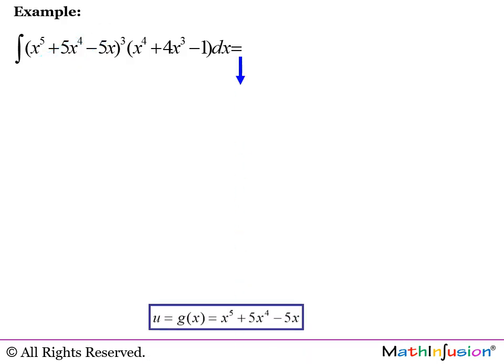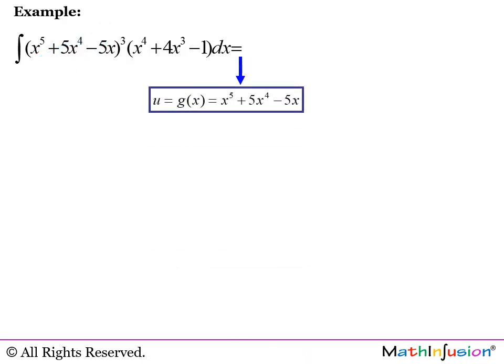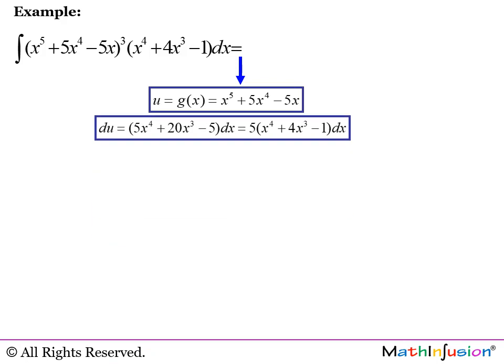The u is the inner function, so the u here is the polynomial x to the power of 5 plus 5x to the 4 minus 5x. So the du is, well, differentiate this and times that with dx, and we get 5x to the 4 plus 20x cubed minus 5 dx.